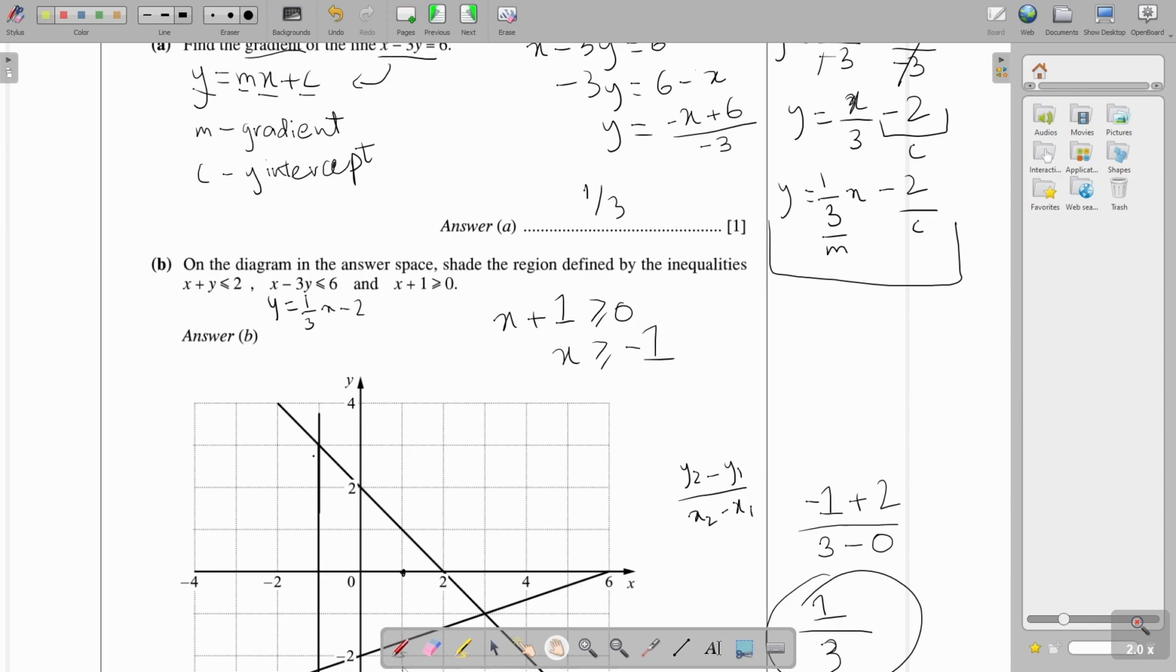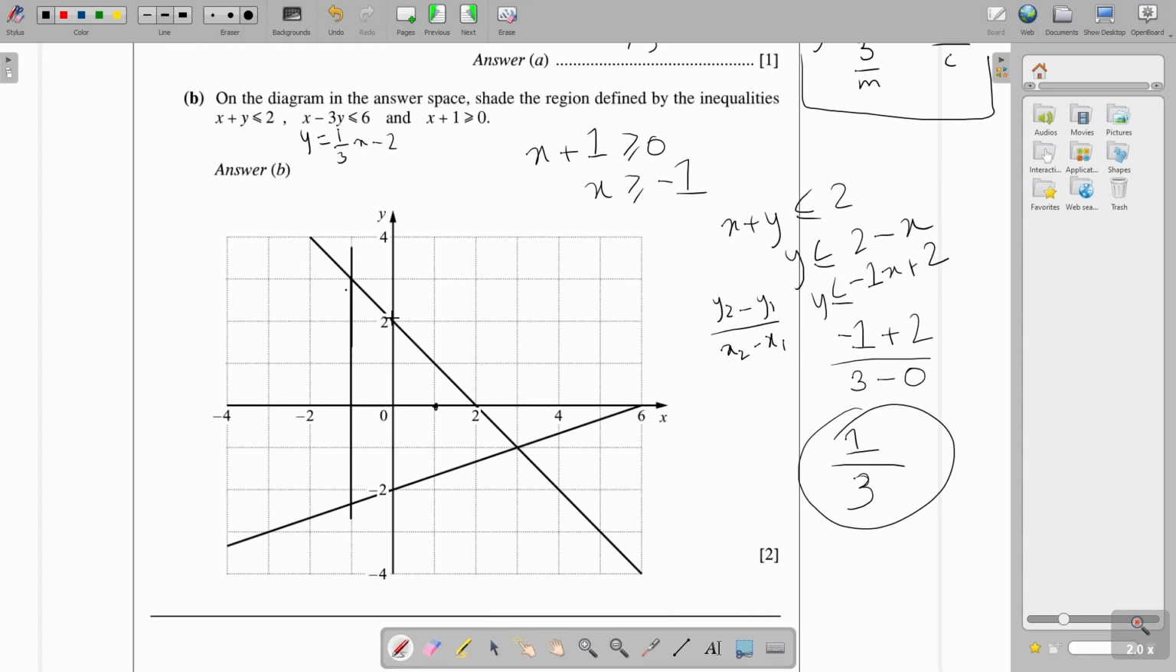All right, this part is x plus y. x plus y is less than or equal to 2, which means y is less than or equal to 2 minus x, right? So that is basically -1 x plus 2. y is less than or equal to -1 x plus 2. So it's probably this line, and the gradient is 1. We can see because it does 1 fall and 1 run, right? So that is that line, and y is less than that, so we're going to be shading below that line.